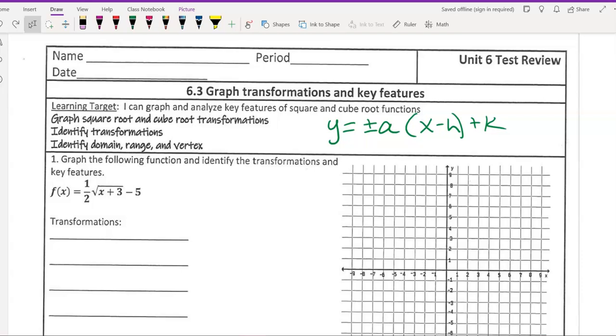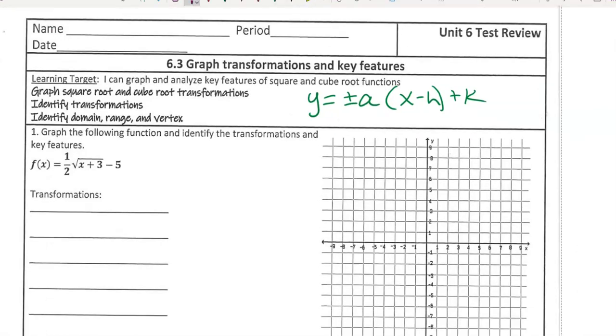Okay, so let's get started with the 6.3 transformations and key features. When we're talking about transformations and key features, we're talking about the transformations that happen given this formula right here, where if it's negative in front, that means there's a reflection. If the a is greater than 1, it's a stretch. Less than 1 is compression. H goes left and right, but remember x lies. And k goes up and down.